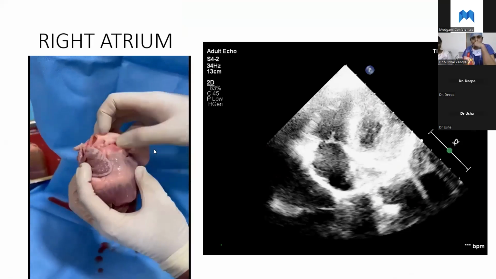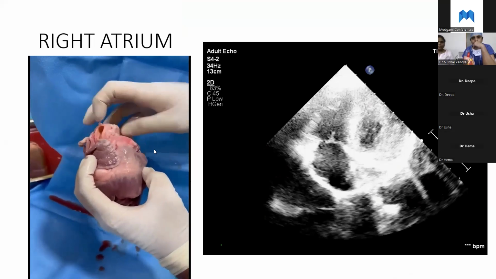The RV outflow. Can you make it big, Indra?